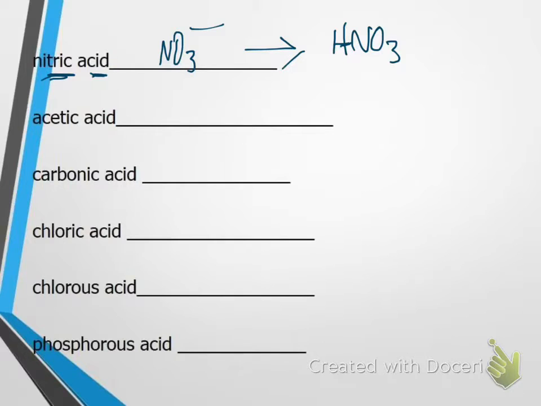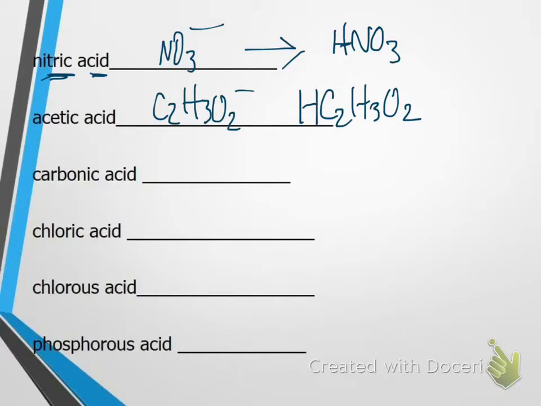Acetic acid, no hydro, so it's coming from a polyatomic. It came from acetate, which is C2H3O2. How many hydrogens would I put with it? It's got a -1 charge, so just 1. So I write H, C2H3O2. Notice I put the H in the front. I didn't add it to the hydrogens already in acetate, because when it breaks apart in a reaction, the hydrogen goes its way and the acetate goes another way.